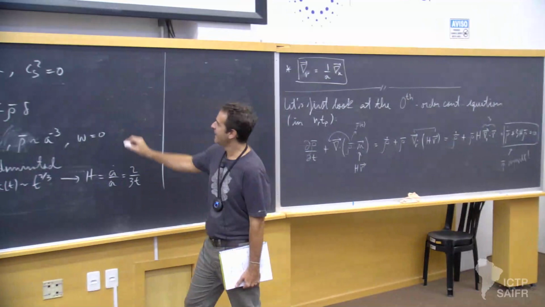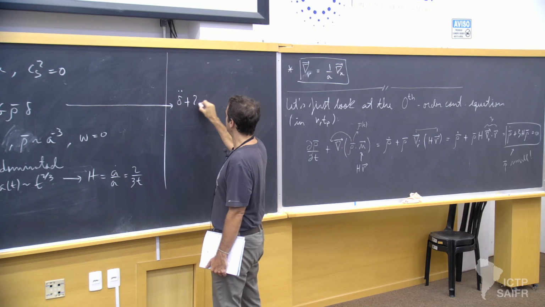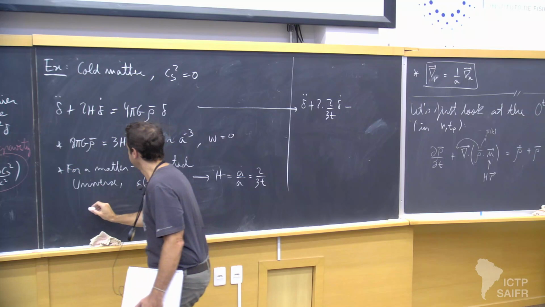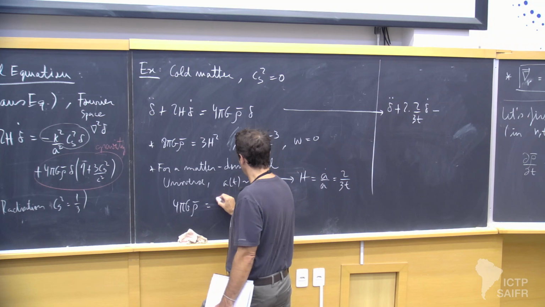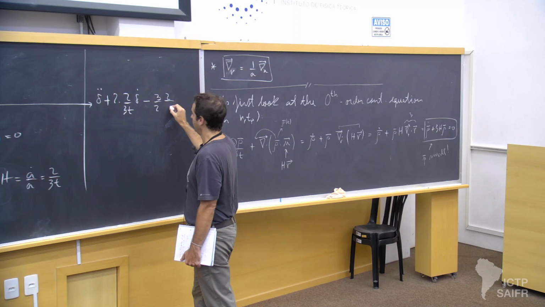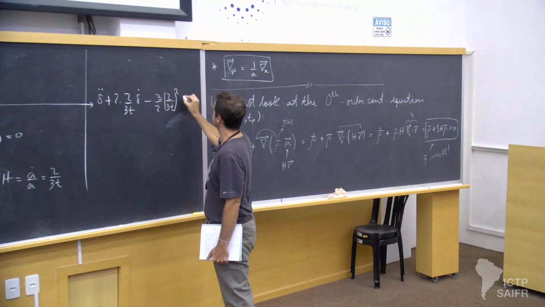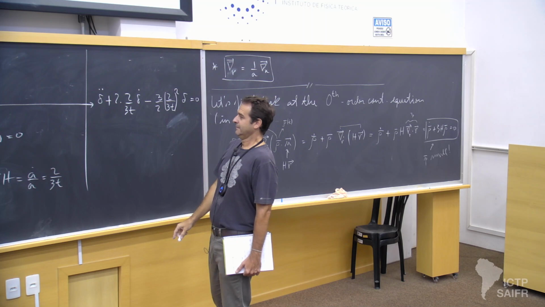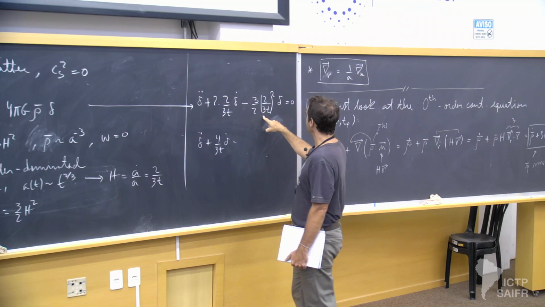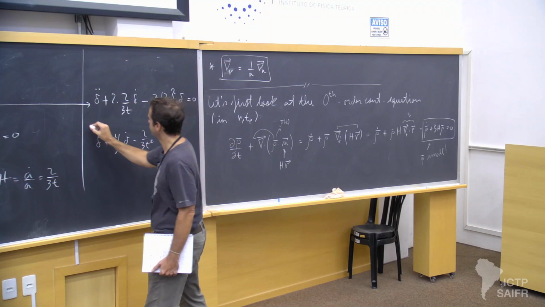And then this equation becomes delta double dot plus 2 times 2 over 3t times delta dot minus 4 pi G rho bar, which is equal to 3 halves of H squared, so that's 3 halves of H squared times delta, with H being 2 over 3t, so it's squared, delta equals 0, correct? Did I miss anything? No. Okay, so let's see. That's delta double dot plus 4 over 3t delta dot minus, 3 cancel, 2 cancel, 2 over 3t squared delta equals 0. This is the equation that we have for matter perturbations. Okay?